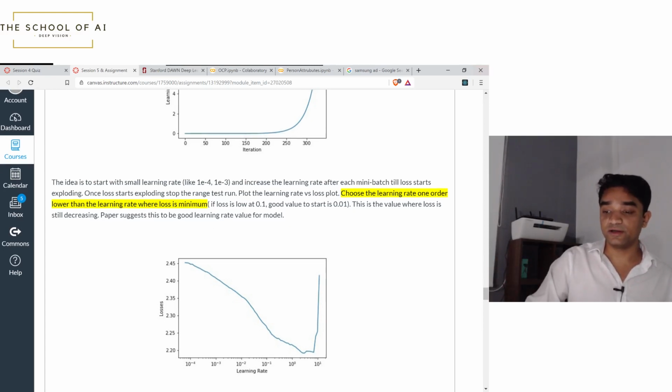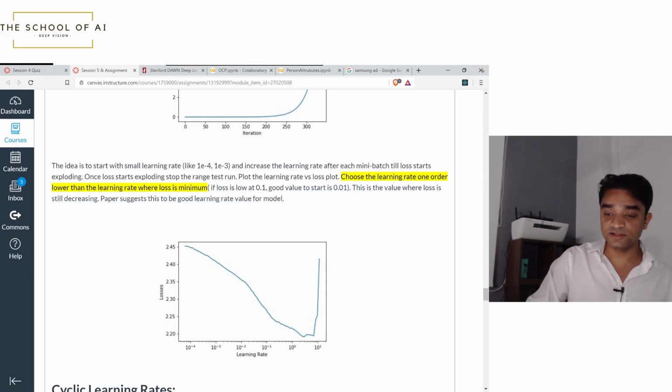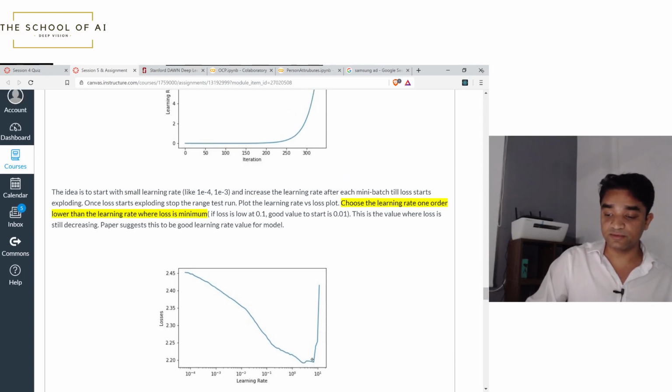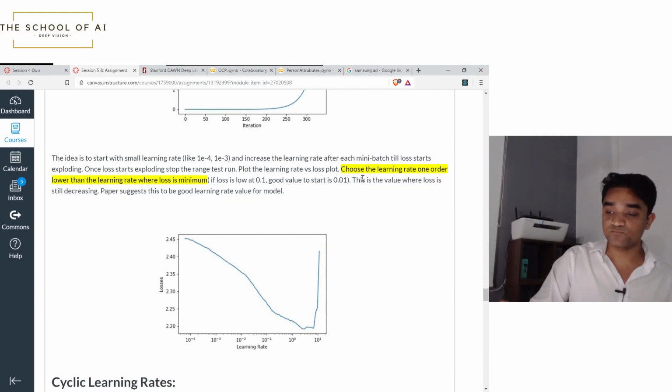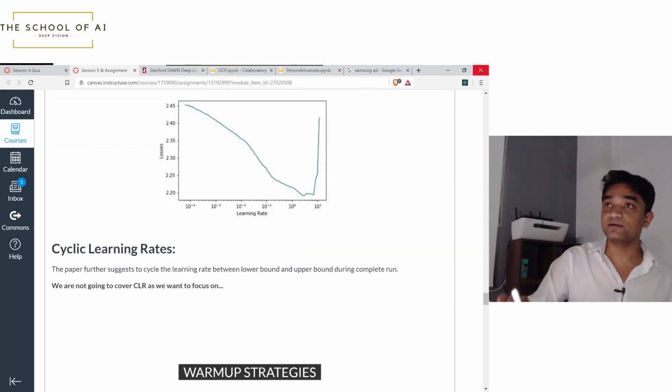Okay. Now here, plot the learning rate versus loss plot. Choose the learning rate one order lower than the learning rate where the loss is minimum. If this is where your loss is minimum, you're going to take a number which is 10 times lower than this particular value. This is the value where the loss is still decreasing, so we are going to take that as the value to run our model right now. Okay, is the part clear?